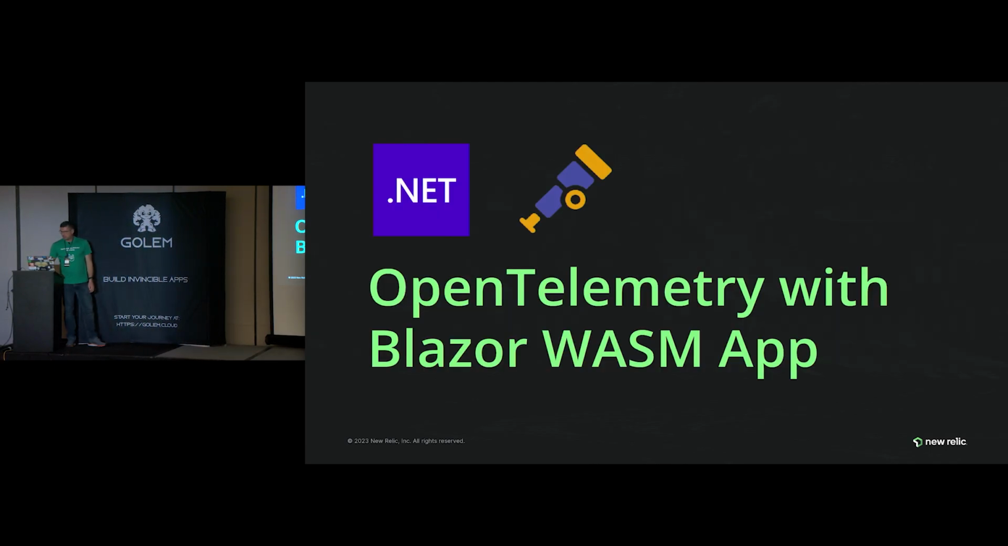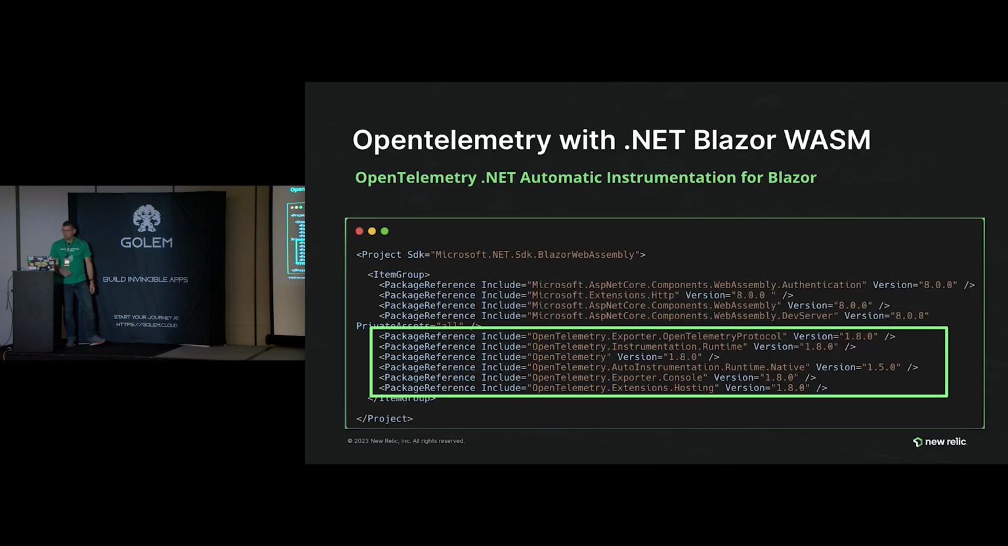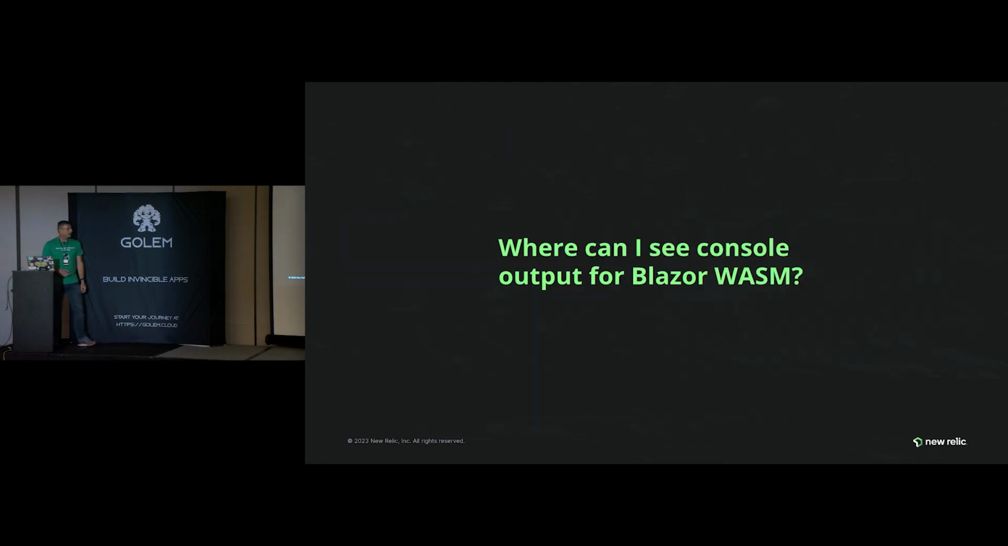All right. This then brings me to the front-end component of the actual WebAssembly portion of the Blazor application. Since this is .NET, it is the same process. I'm adding some NuGet packages to my application. In this case, some OpenTelemetry packages that I'm using. And then, if I run the application, where do you think we can see the output of that if we use the console exporter? Any idea?